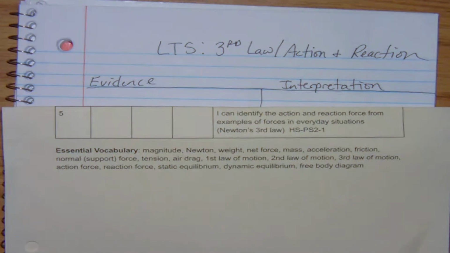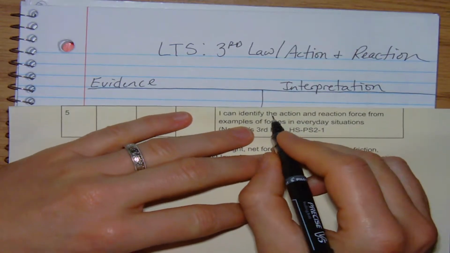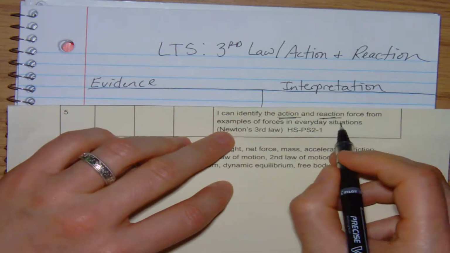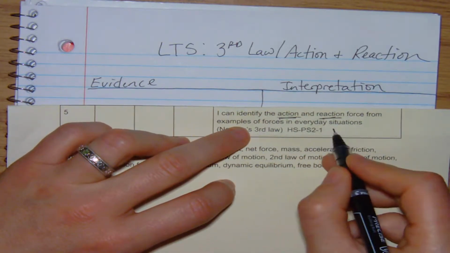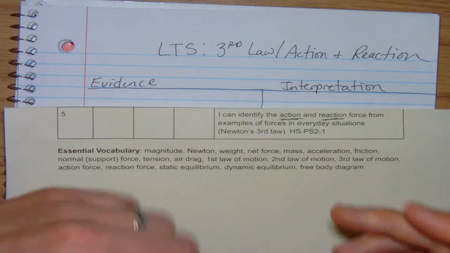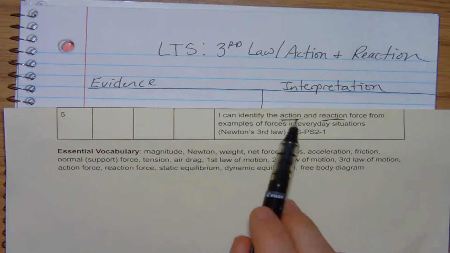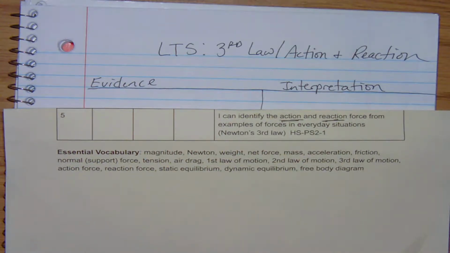These are the notes for LT5 in the Newton's laws unit, and this target deals with Newton's third law of motion. Your task is to be able to identify the action and reaction forces from examples in everyday situations. You'll have to be able to identify those, and then as we go through here, you'll have to be able to kind of interpret what that means. All right, so identify action and reaction, that's the basis for what we do with this target.